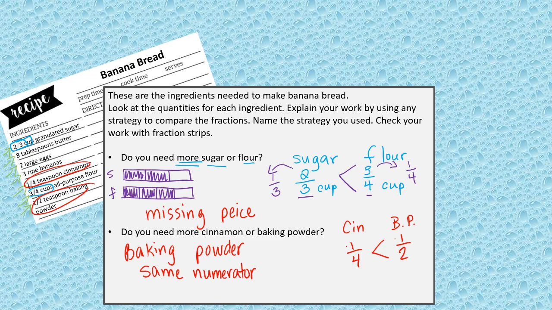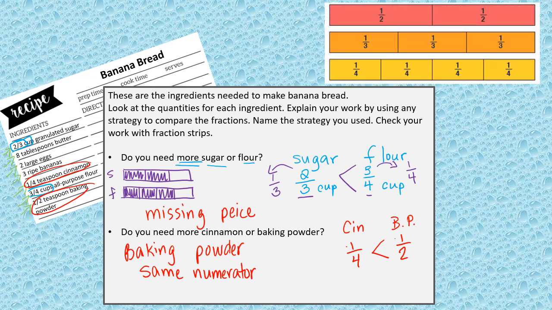Okay, and now just to make sure, let's check on our fraction bars. And I've only included the fractions that we're comparing. So let's take a look at the 2/3 and the 3/4. We have 2/3 here and 3/4 here. And yes, 3/4 is greater than 2/3. And then for the cinnamon and the baking powder, I have 1/4 and 1/2. Okay, and I could see that the 1/4 is smaller than 1/2. How did you do, boys and girls?